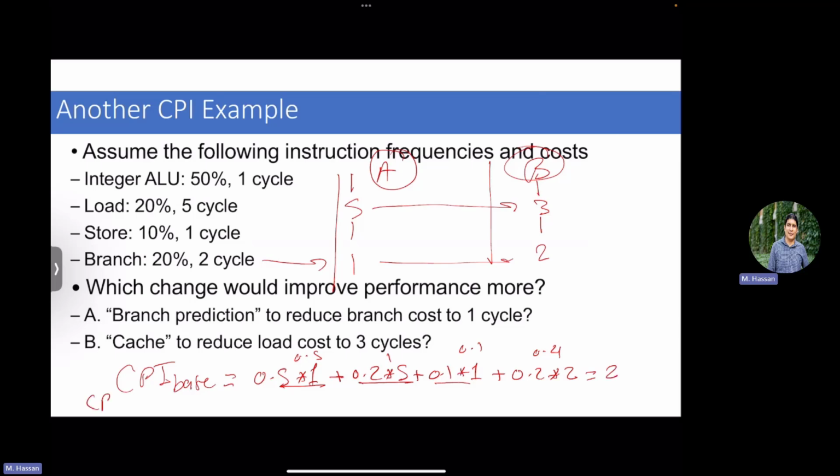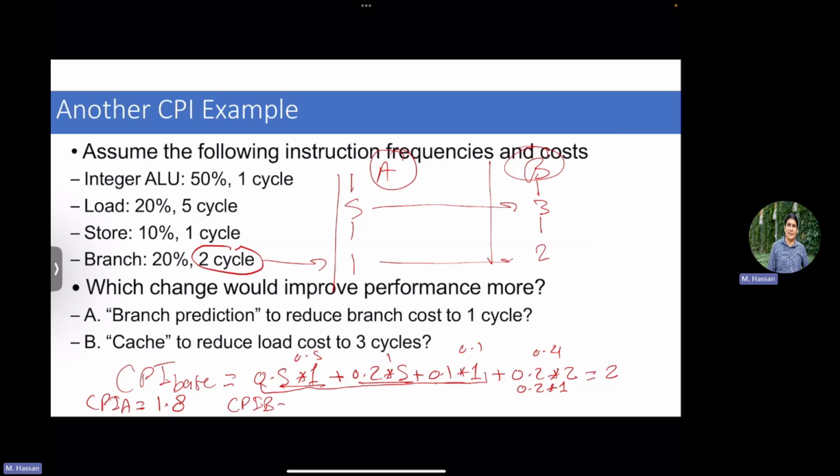Now, CBI for option A. What did I really improve? For option A, you have chosen the branch predictor, right? Which will take this one from 2 to 1. So the only change you will have, everything here would remain the same. This one will go from 0.4 to 0.2 because you have 0.2 multiplied by 1, right? So you save a 0.2. So CBI of A will be in fact 1.8, right? You can do the math yourself.